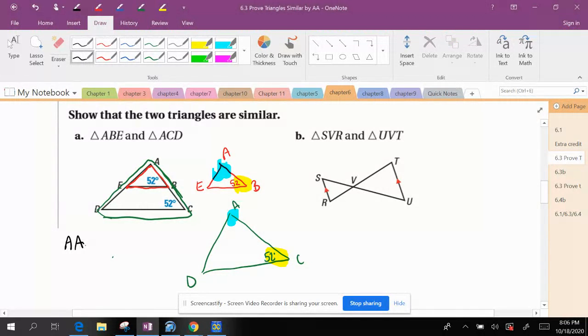And now I have to write my similarity statement, which they already did. A matches with A in the other triangle. B matches with C. So that means E has to match with D.